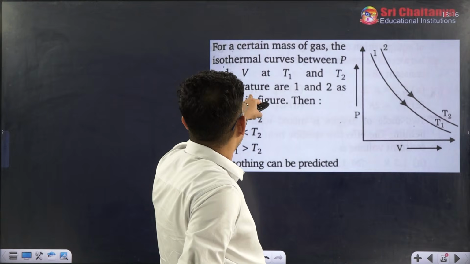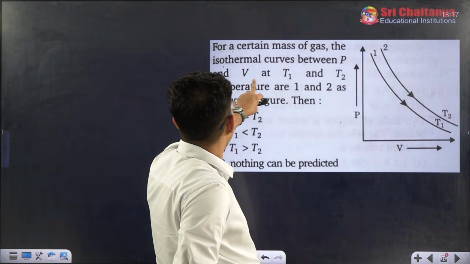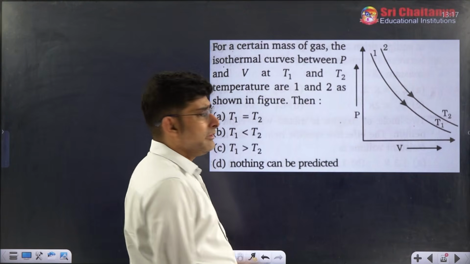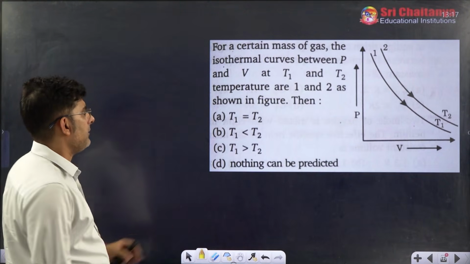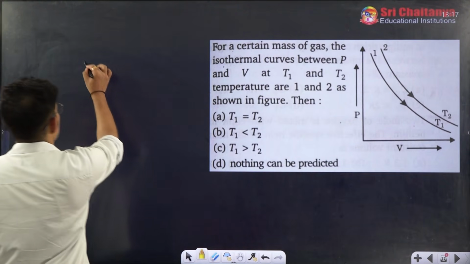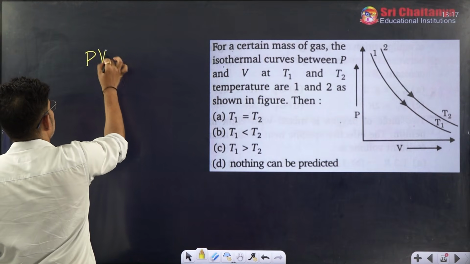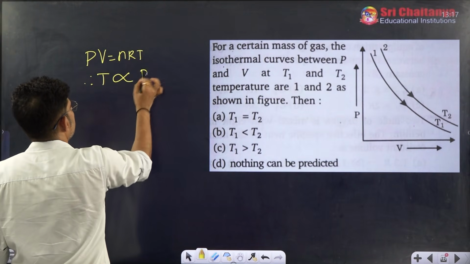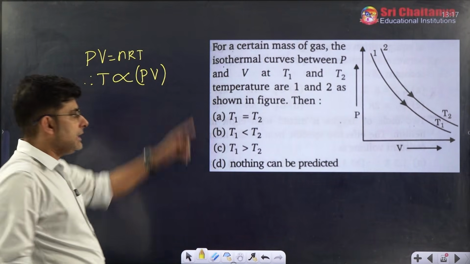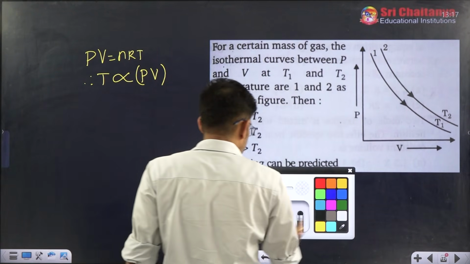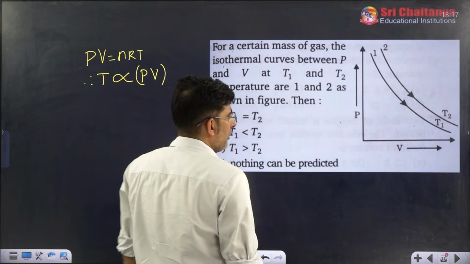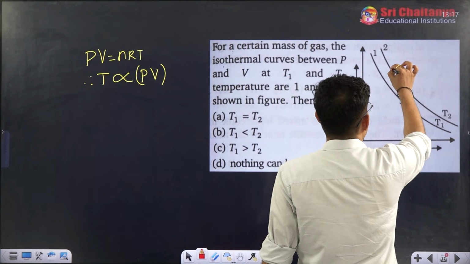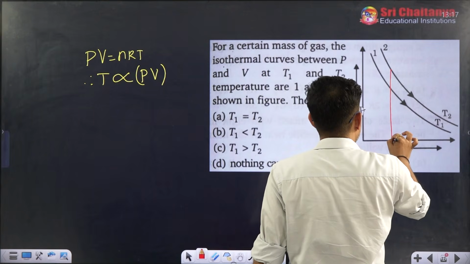Next, for a certain mass of gas, isothermal curves between P and V at temperatures T1 and T2 are given, and they have asked to compare. Whenever we have such processes where isothermal curves are given, you should know that PV equals nRT, so T will be proportional to the product of P and V. Here you are seeing two rectangular hyperbolas, so we have to compare the product of P and V. How can we compare? Simply select any volume as per wish.